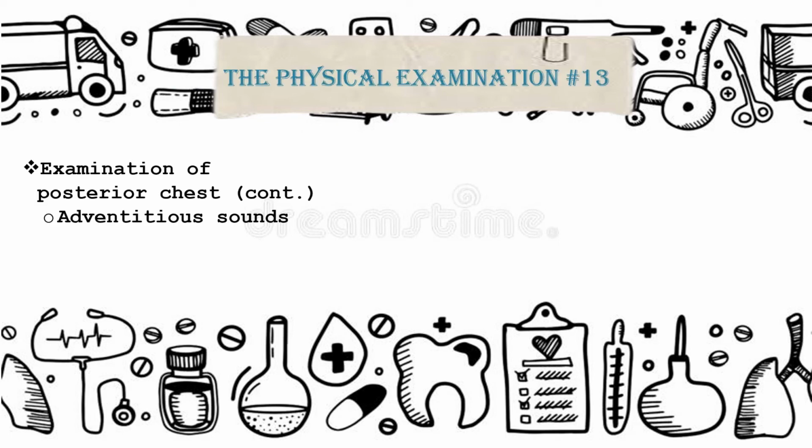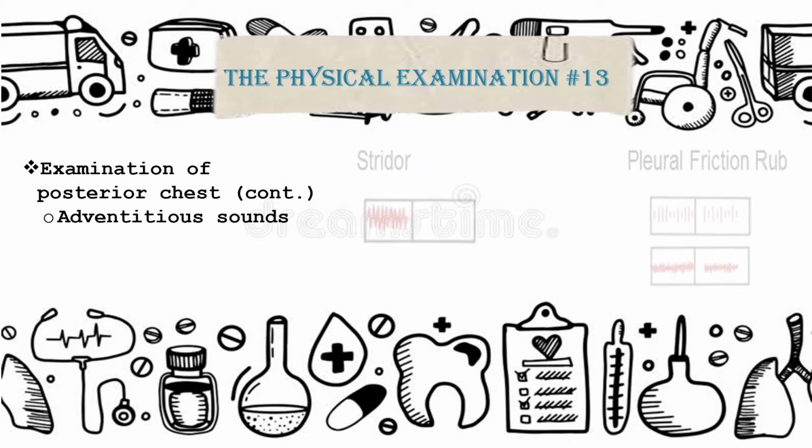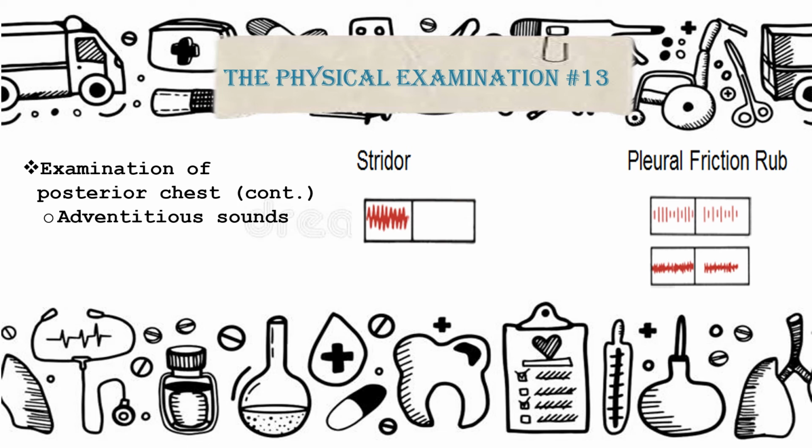Okay, so another adventitious sounds or findings of your posterior chest. We have here the stridor, which is a continuous high-frequency, high-pitched musical sound that is produced during airflow through a narrowing in the upper respiratory tract. So it is best heard over the neck during inspiration, but again can be biphasic.